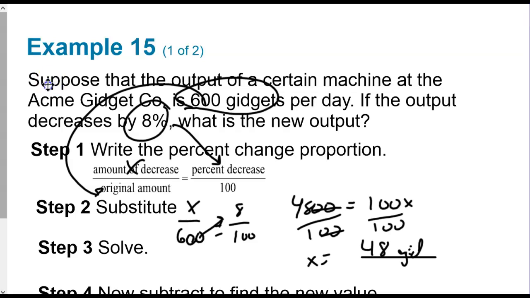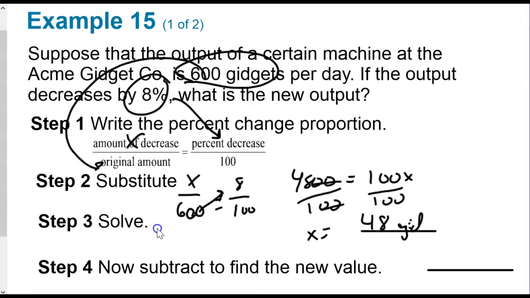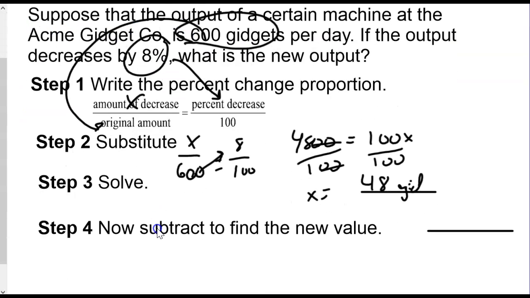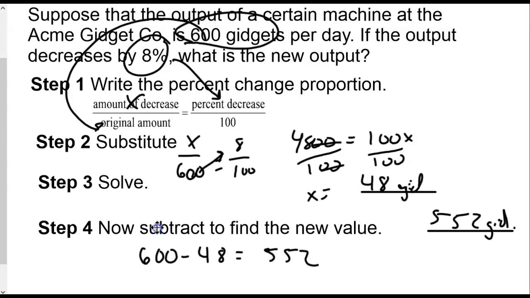If we know that number, the difference between an increase and a decrease is of course subtraction. So we'll take our 600 original widgets and subtract the 48 widgets that's due to the decrease, and we end up with 552 widgets that are now being produced, which is 8% less than what they were originally producing.